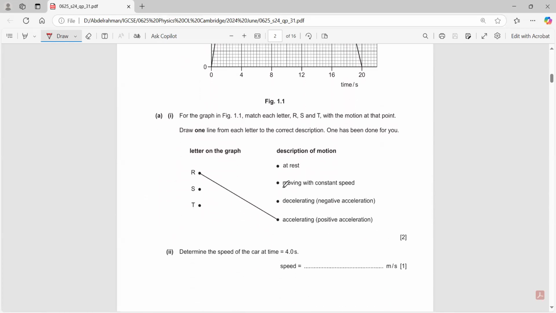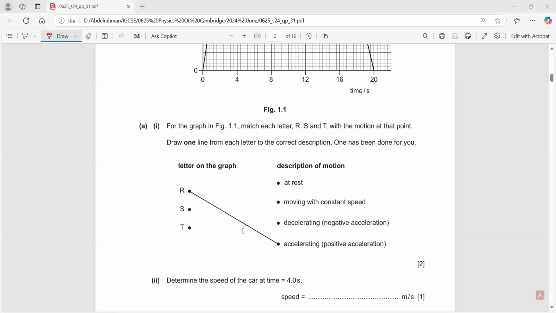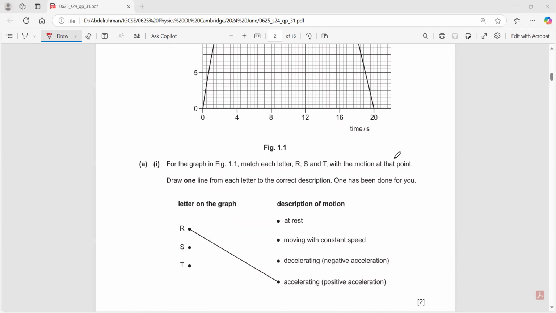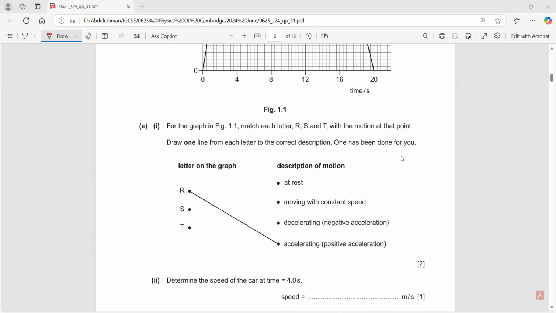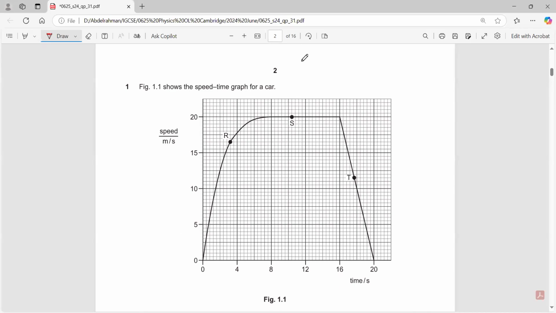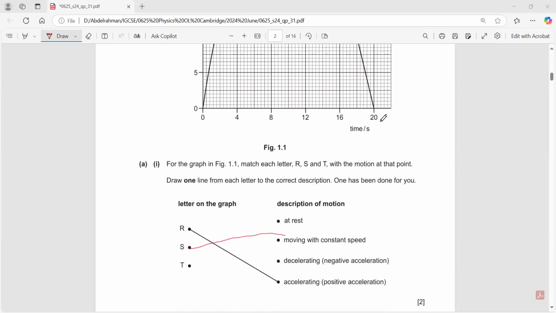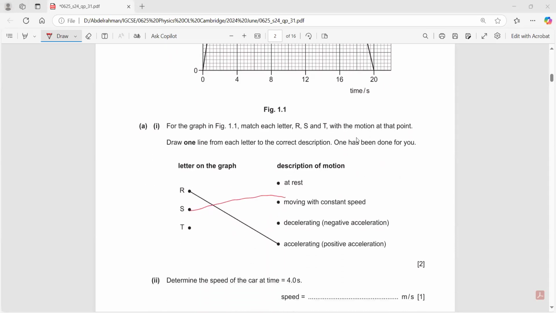So R basically was accelerating, positive acceleration. S, let's check out S. It's a horizontal line, so it is moving with a constant speed. What about T? Let's check out T. What's happening to the speed? The speed is decreasing. T is decelerating at a constant deceleration, or you might say a negative acceleration.